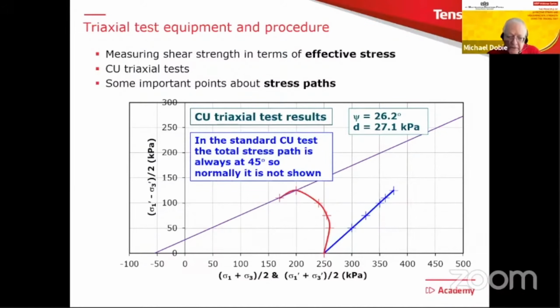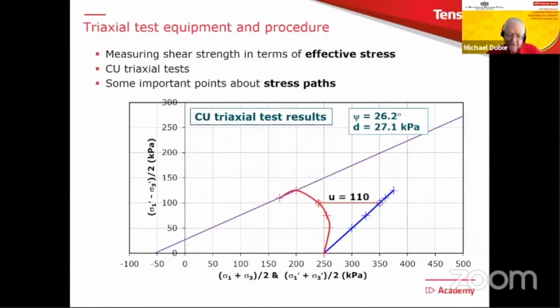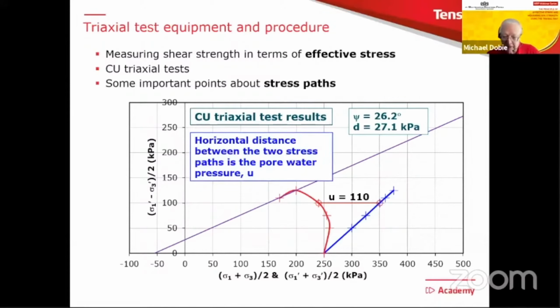And in the standard CU triaxial test, the total stress path will always be a 45-degree line because sigma 3 is fixed. Therefore, we don't normally show it because there's no need. You know it's there, and you can imagine where it is, but we don't normally show the total stress path. One important thing to realize, though, and one reason to be aware of it, is that the difference between the two, of course, is the pore pressure.